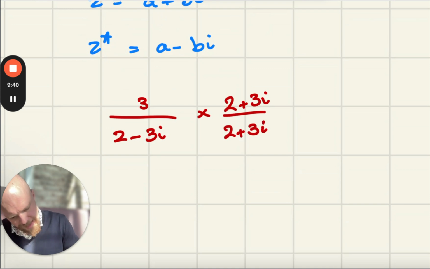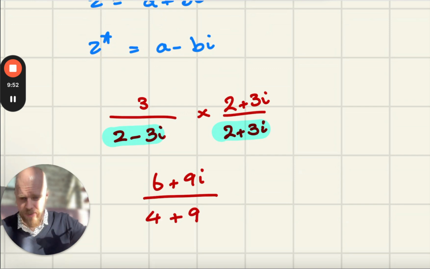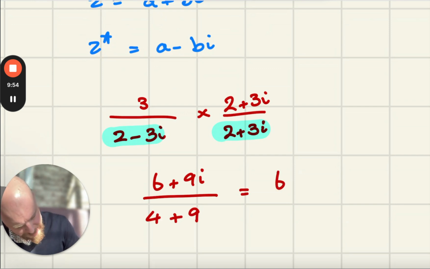And the reason for this is now that when I multiply the bottom, you'll notice that this is the difference of two squares. So the numerator becomes 6 plus 9i, and the denominator becomes 4 plus 9, exactly the same as the previous example. So it means I get 6 plus 9i over 13.